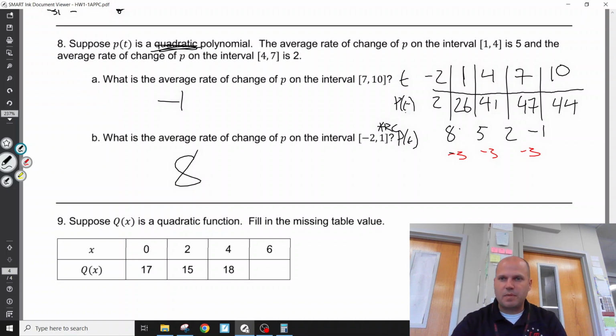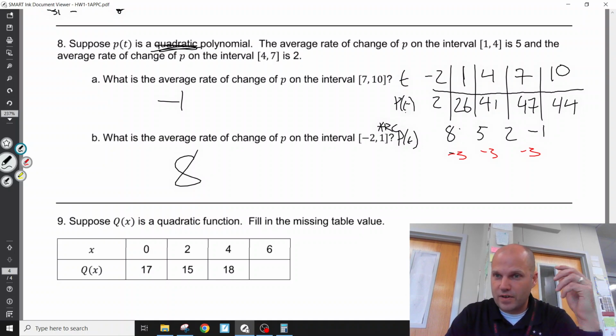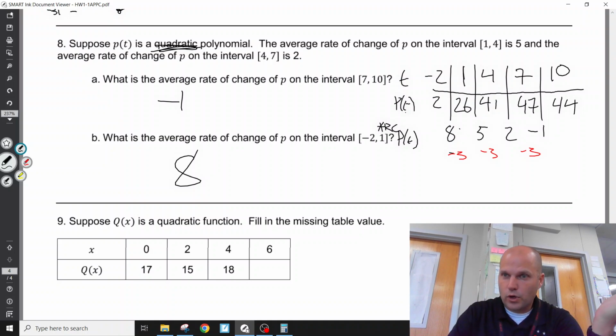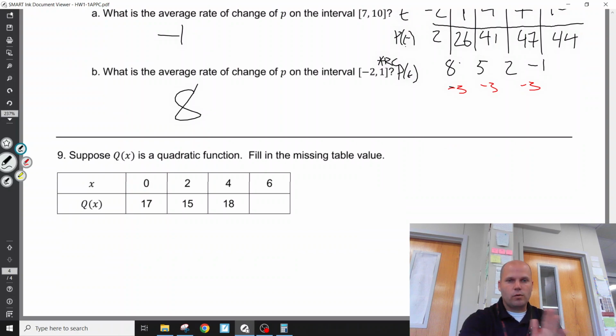Now, double check to make sure that this table fits with this table. 26 minus 2 is 24 over 3. 24 over 3 is 8. 41 minus 26 is 15. 15 over 3 is 5. Yep. 41 to 47 is 6. 6 over 3 is 2. 47 to 44 is minus 3. Minus 3 over 3 is minus 1. Okay? Because that's what we need to do for some of these situations.